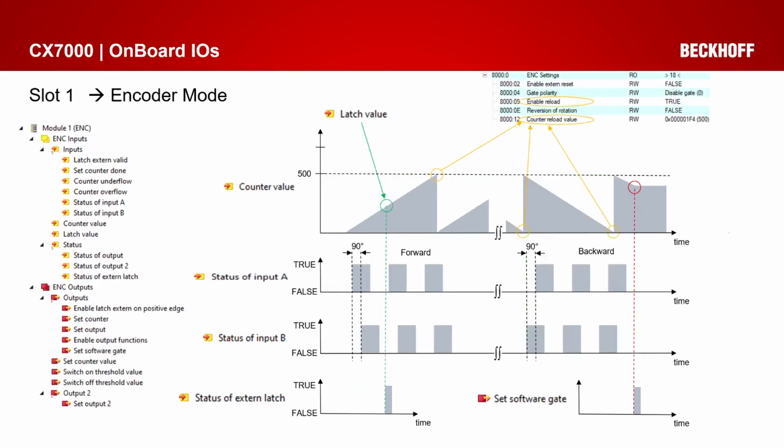The encoder mode works with a 4-fold evaluation. That means the positive and the negative edge on both inputs will be detected. The range of functions of the encoder mode corresponds to the counter mode. In addition, the counter value can be latched via input 3. This means with a positive edge at the latch input, the current counter value is written into the process data.